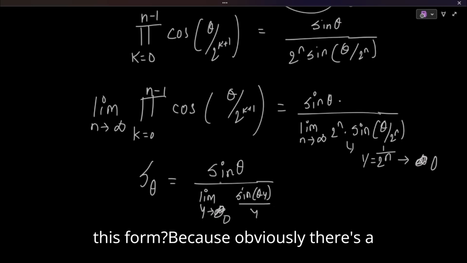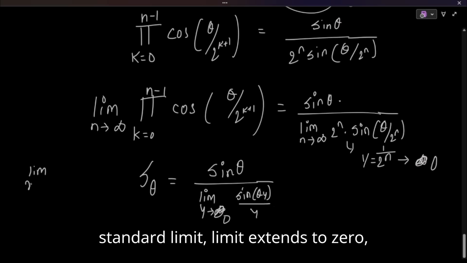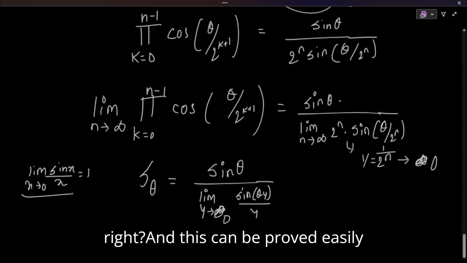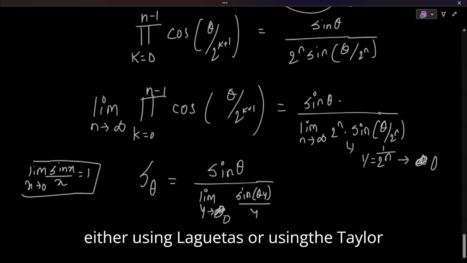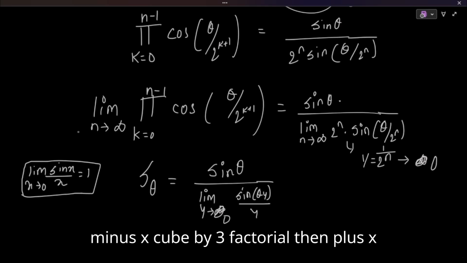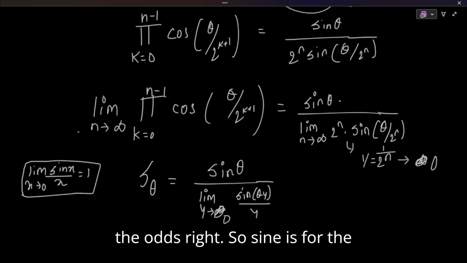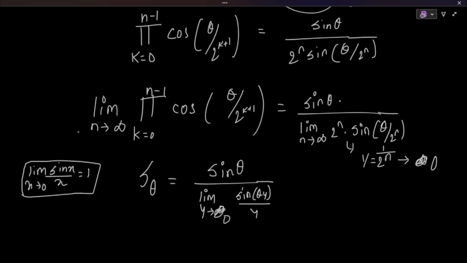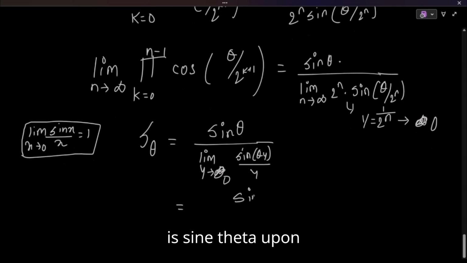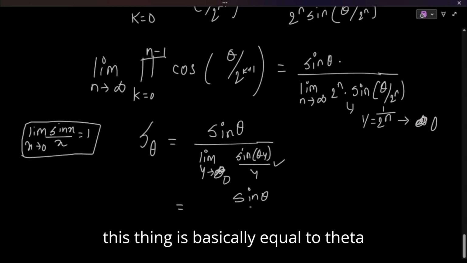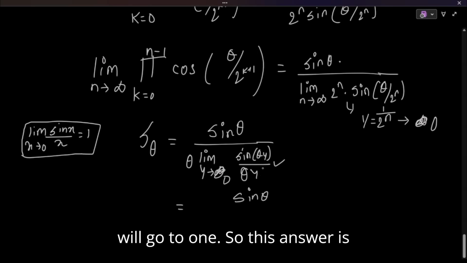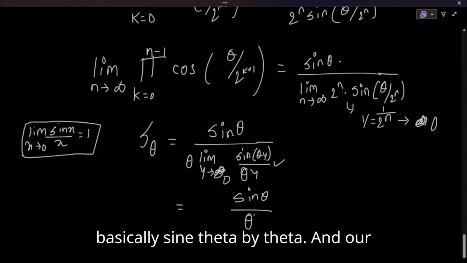And why do I want to get this form? Because obviously there is a standard limit, x tends to 0, sine x upon x, which is equal to 1, right? And this can be proved easily either using L'Hopital's rule or using the Taylor expansion of sin x, which is x minus x cubed by 3 factorial, plus x to the 5 by 5 factorial, and all the odd powers. So sine is for the odds. Okay. So what this will get you is sine theta upon this thing is basically equal to theta, right? So you can adjust a theta y here and a theta here, and this whole thing will go to 1. So this answer is basically sine theta by theta.